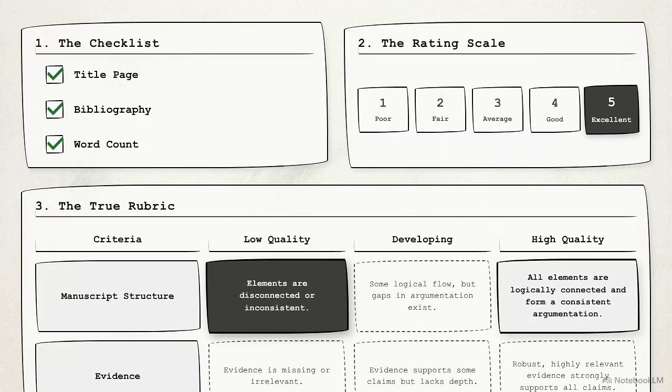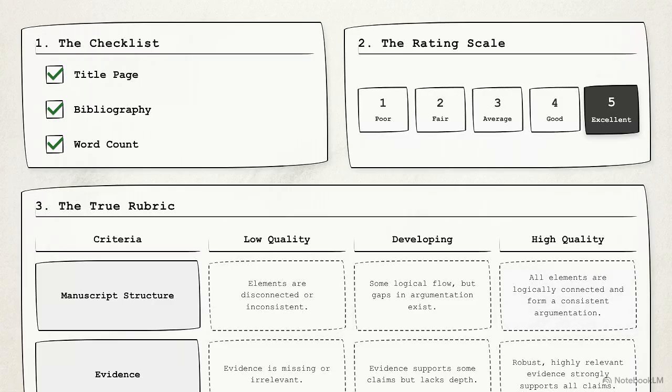A true rubric requires two specific components. The first is explicit criteria, which define the qualities to look for in the work. The second is performance level descriptions, or PLDs. These descriptions must show how those criteria appear across a continuum of quality. They describe what the work actually looks like at each level.